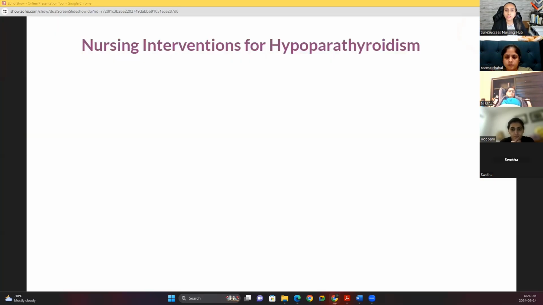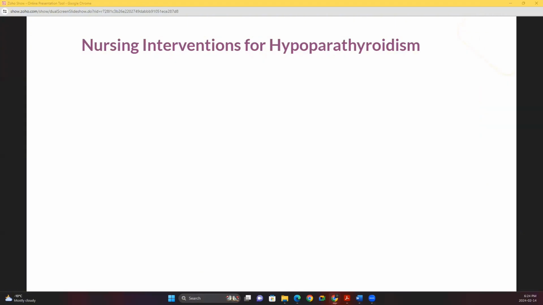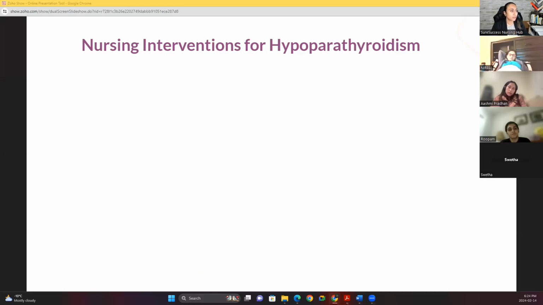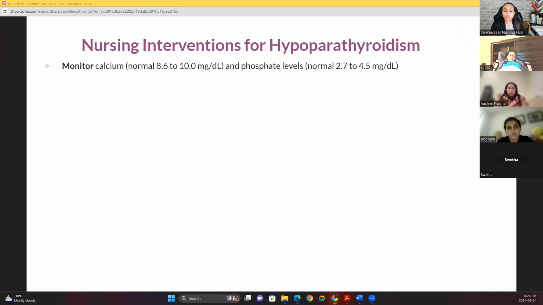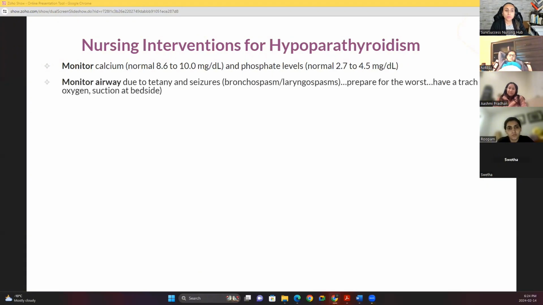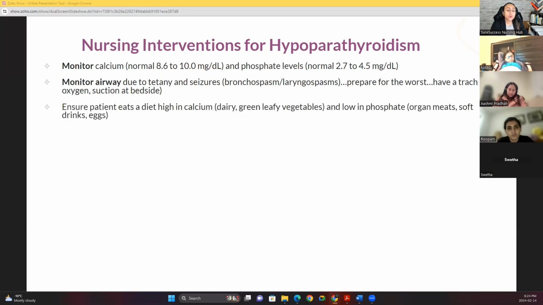What are you going to do with the patient who is having low parathyroid hormones? How will you treat it? Calcium rich diet. Yes, very good. And what about phosphate? Low phosphate diet. Simple thing, right? So now monitor the calcium. First of all, always monitor the patient's calcium. If it is low, it can cause tetany. Monitor the airway, because the patient can have tetany, seizures, etc. And prepare for the worst, right? Ensure the patient is taking a high calcium diet and low phosphate diet.